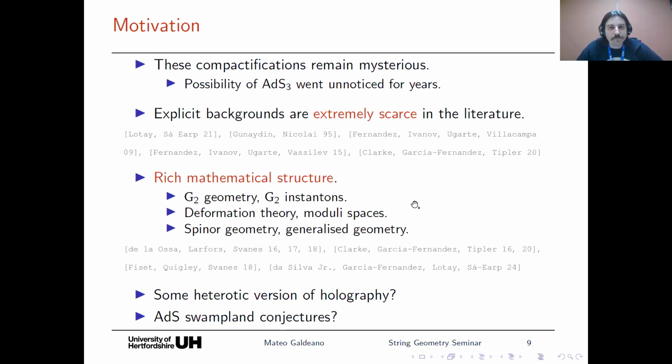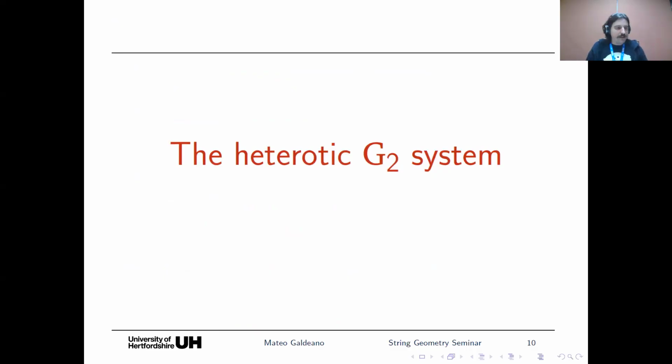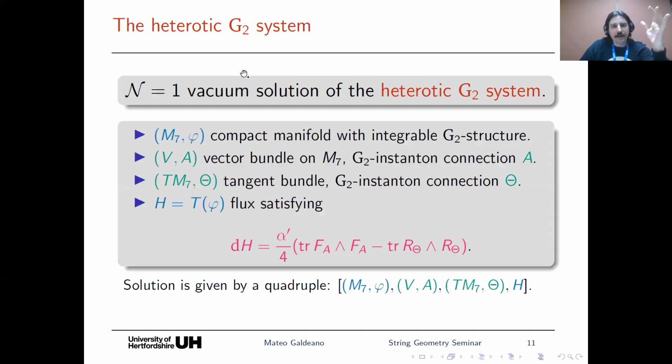Okay, now let me tell you a bit more about what this heterotic G2 system is, and I want to tell you about the ingredients that we need. If you have what is called an N=1 vacuum solution of this heterotic G2 system, essentially to find this solution, you need the following ingredients. One is just a compact manifold with an integrable G2 structure. I'll explain a bit the little adjectives and things that I've been throwing in here.